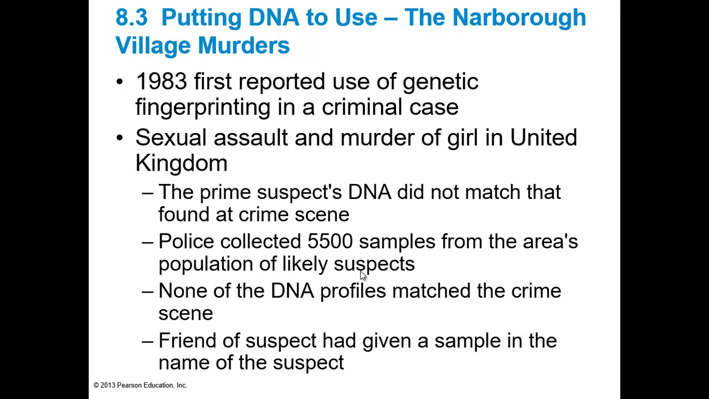So they looked at a big sampling of suspects, and it turns out that none of the DNA profiles matched the crime scene, but they did match the crime scene to a friend of the suspect, and the friend of the suspect had given the sample. And when the friend had an alibi, I don't know why you would do that. If a friend ever asks you to give a sample for a crime scene, don't do it. But when the friend had an alibi, then they were able to remand the suspect, get an actual sample, and then match that up to the crime scene.